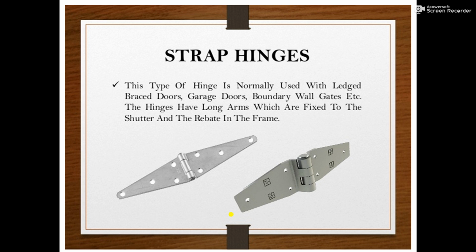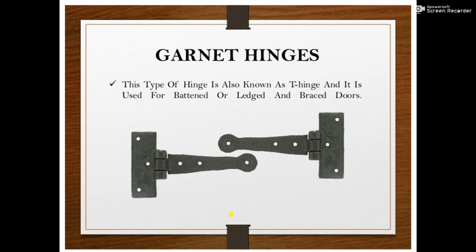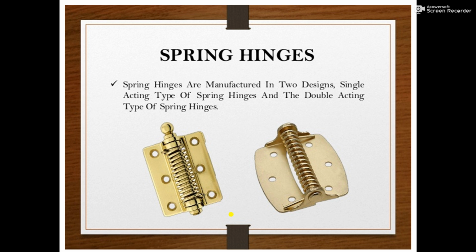Then the strap hinges. This type of hinge is normally used with latched braced doors, garage doors, boundary wall gates, etc. These hinges have long arms which are fixed to the shutter and to the rebate into the frame. So such strap hinges are generally used in braced doors. Then the garnet hinges. This type of hinge is also known as a T-hinge, and it is used for battened or latched and braced doors. Then the spring hinges.